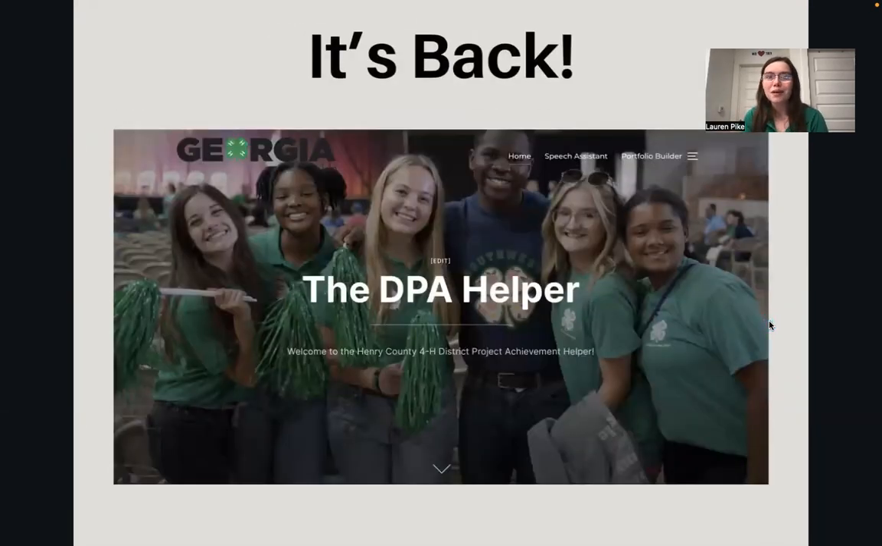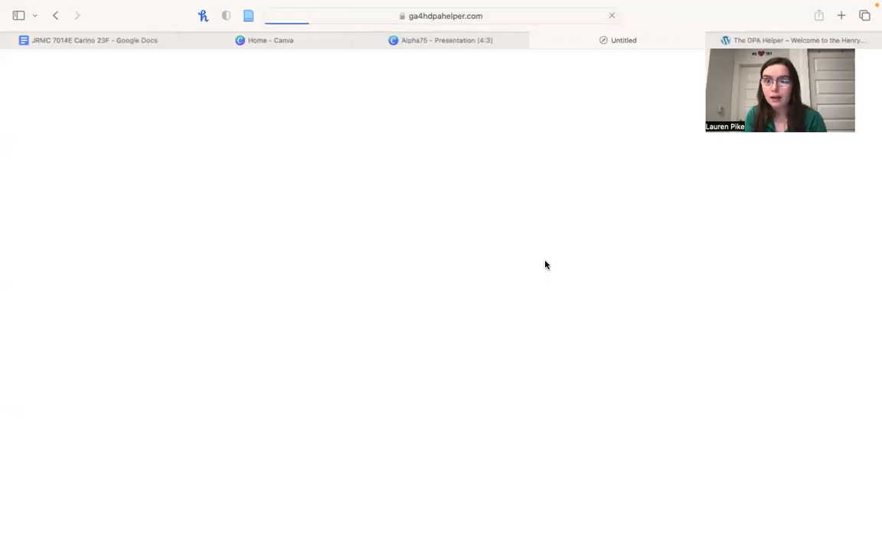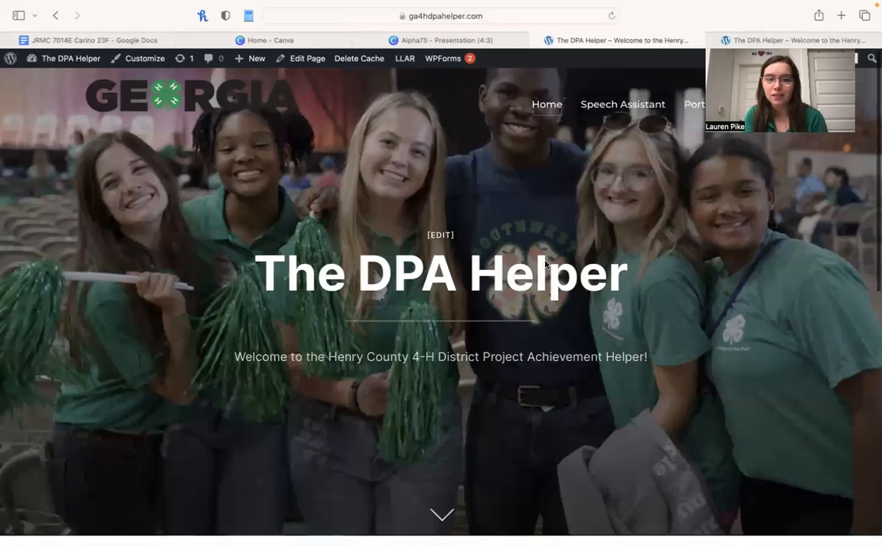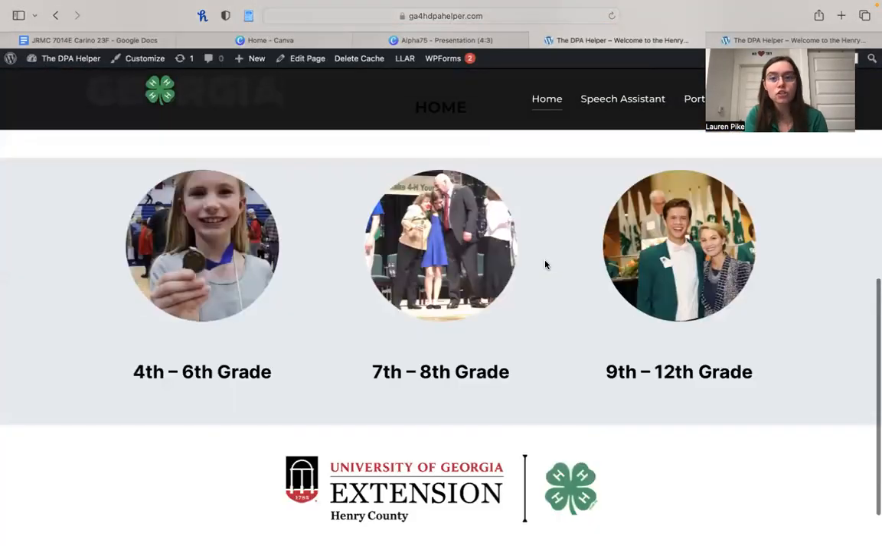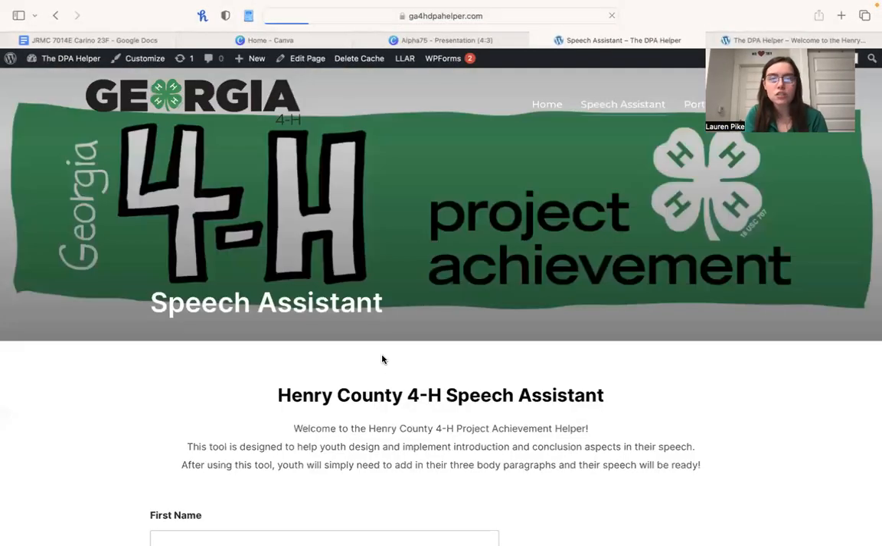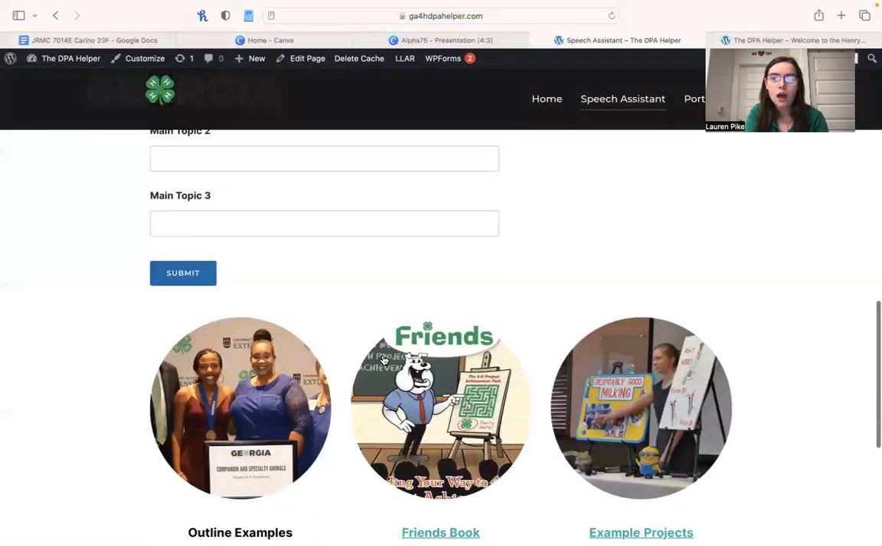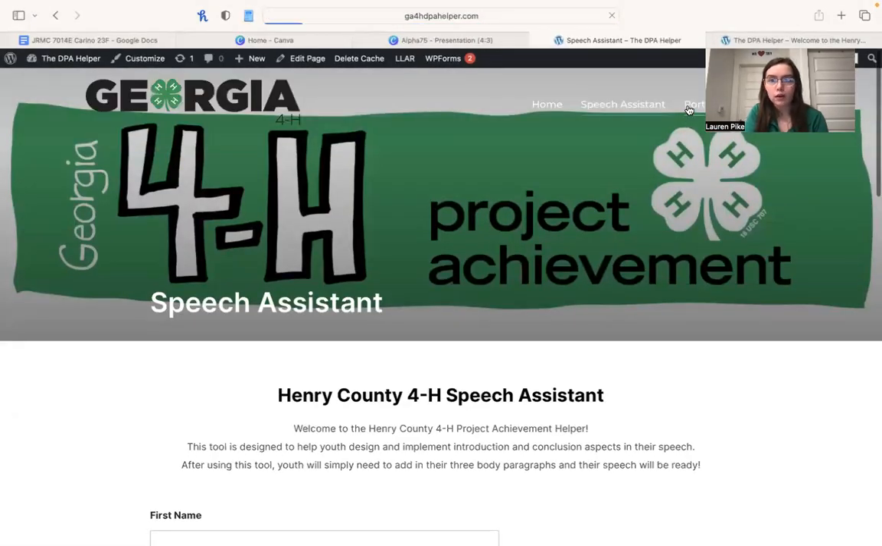Now, with all the security measures and everything taken care of, I'm glad to say that the DPA helper is back. It is back, it is functioning, and it is looking great. So here we can see the home page is still pretty functional. The speech assistant is looking pretty good still, and all of the links are working.